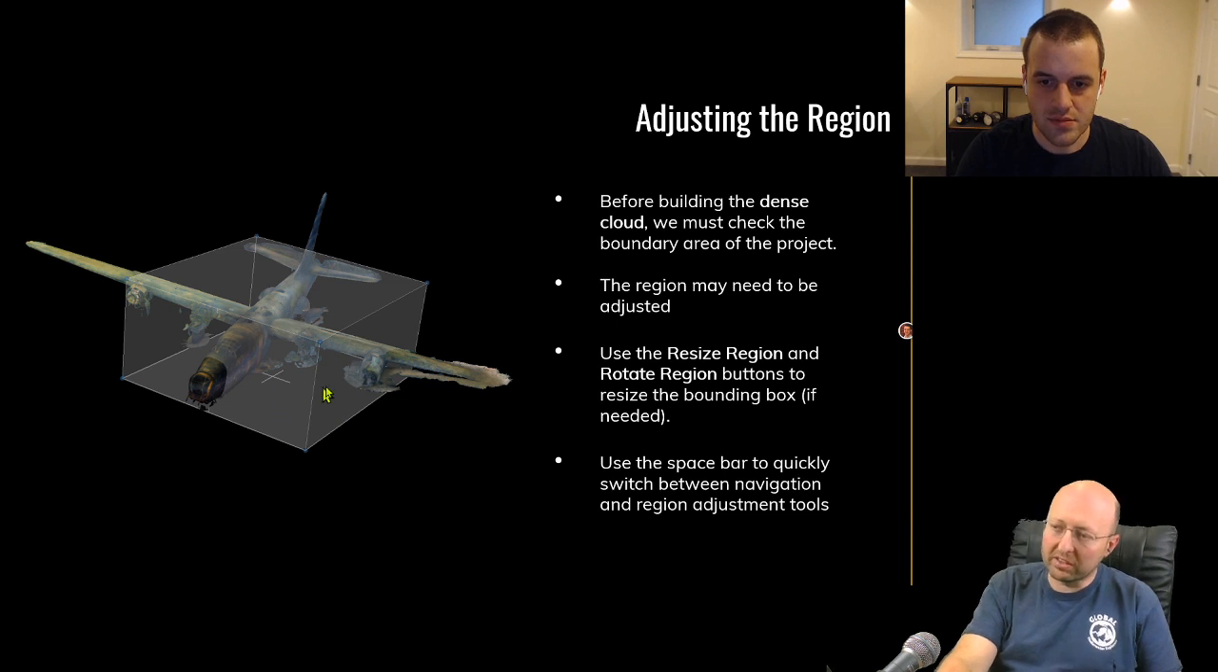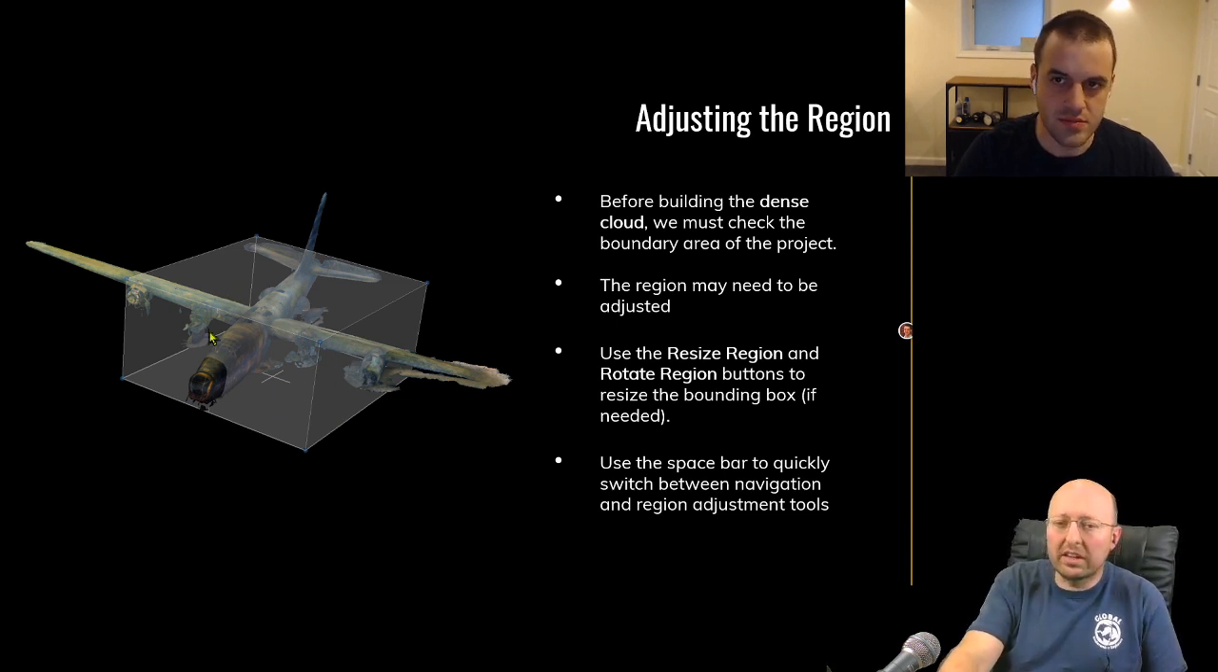So the idea behind this is that your region dictates which area of your model will get processed on the next step. So in this case, if we processed it here, then you can see the nose, the wings, and the tail would all get chopped off this aircraft, so we'd get a bit of the middle of the fuselage and the middle of the wings, but without the edges.